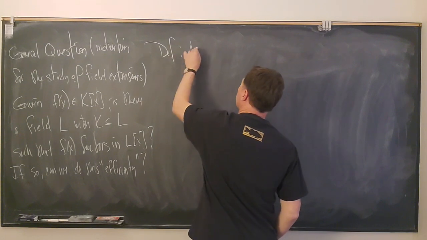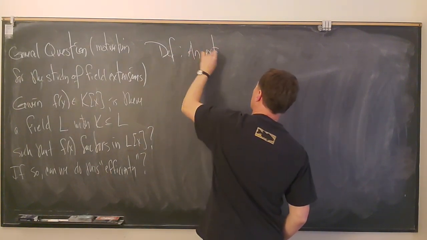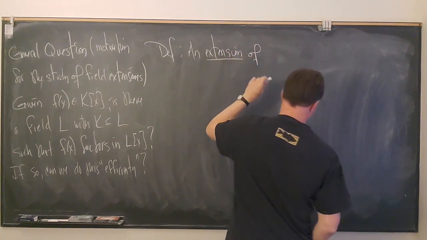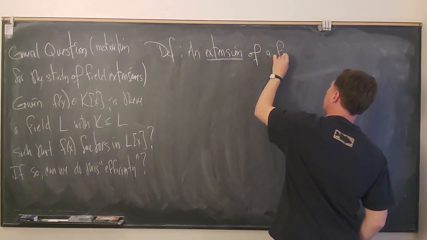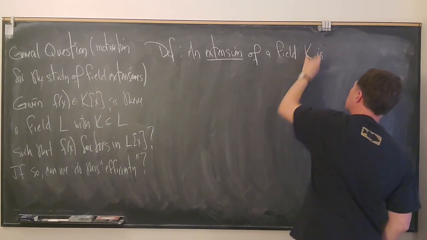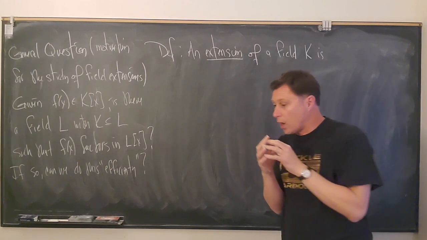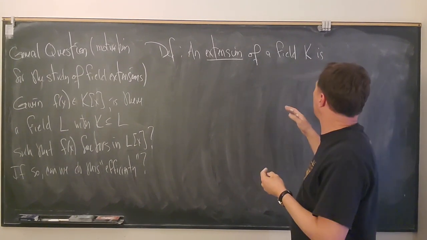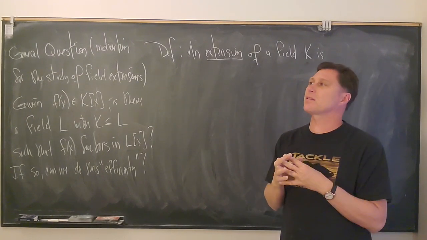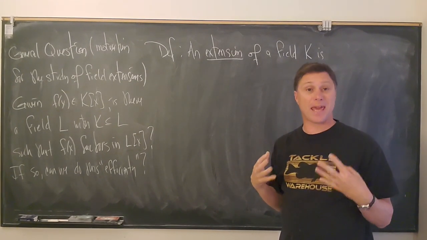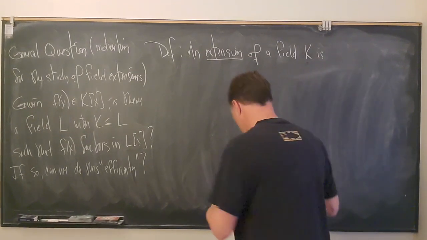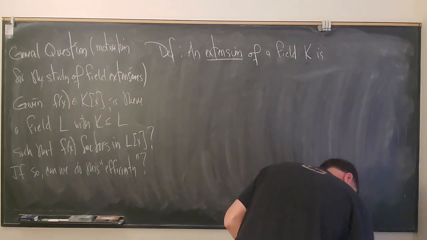So, an extension of a field K is, so here's the idea. What we want, really all we want is a field that contains K. But we want to relax the notion of contains a bit. So this definition is going to be a little bit more than just a field that contains K.